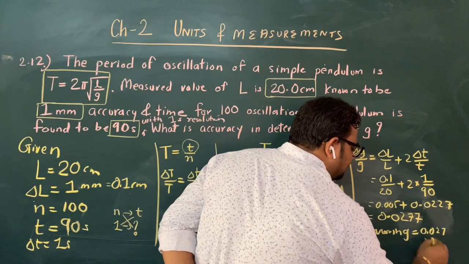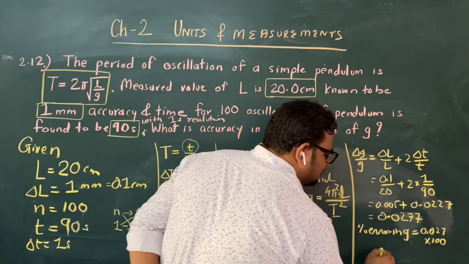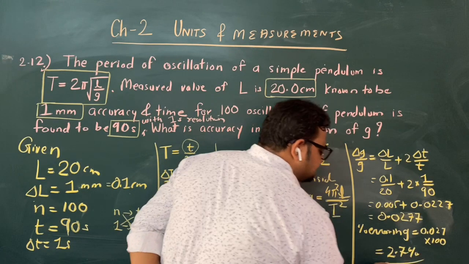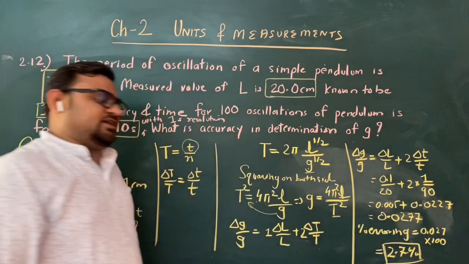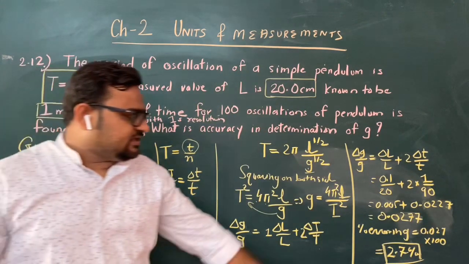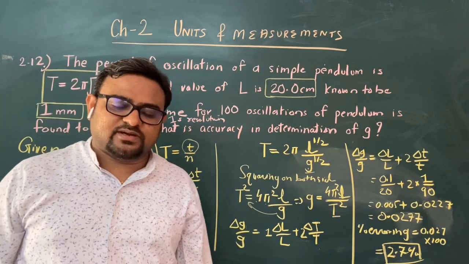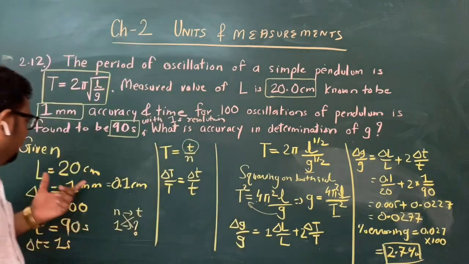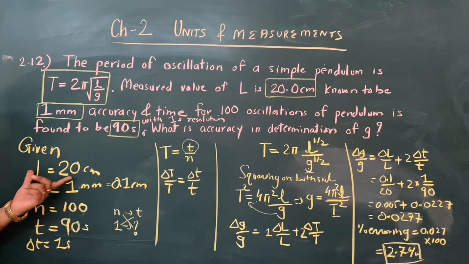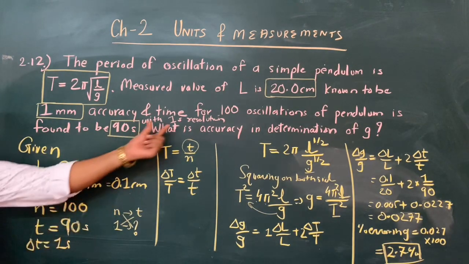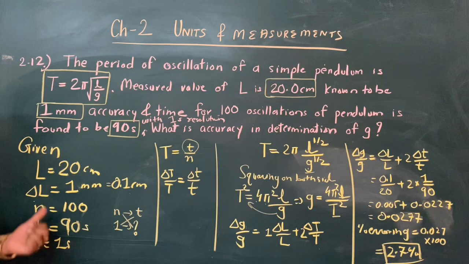Let's take a round figure up to this. So this will be equal to 2.7 percentage. So the percentage error in the measurement of G is 2.7 percentage. I'm repeating. First we have written the given things: the length 20, least count 1 mm. Total time 90 seconds, least count 1 second. Number of oscillations 100. Right?